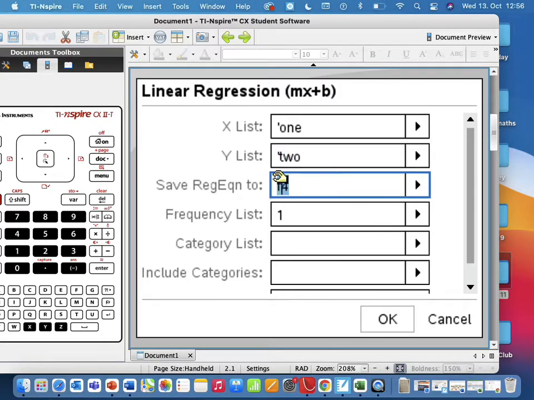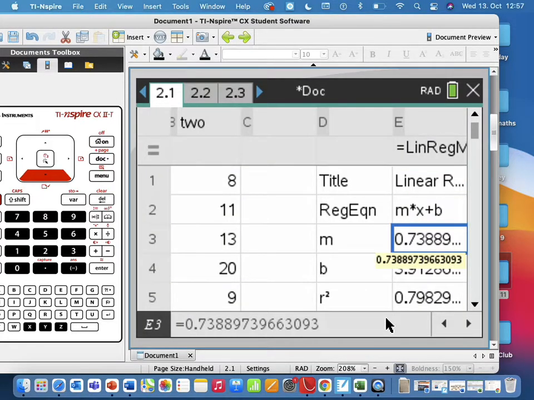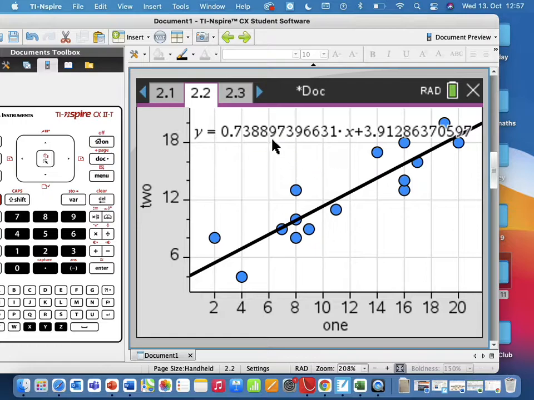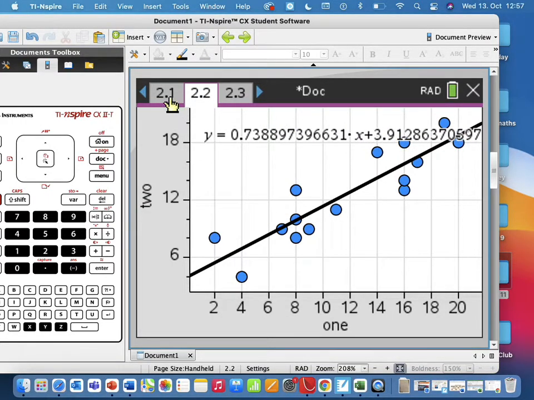And the benefit, I think, of doing it from here, so that's 1 and 2. Notice it's going to save this equation to F4. So if you actually do insert a graph, you'll be able to plot this on F4. So let's go OK, and there it is again. So look, M is 0.73889, the B is 3.91. Go back to your graph, look, 0.73889 and 3.91. So the same numbers, same.